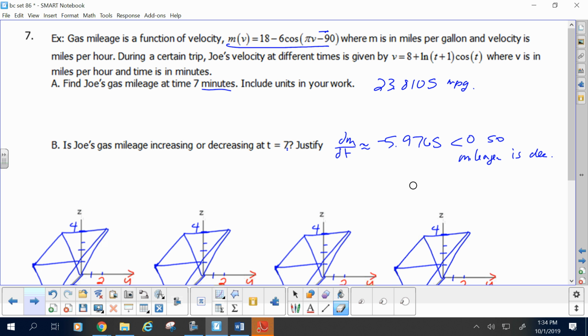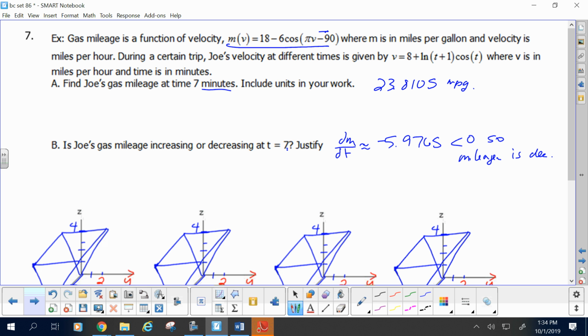If you just convert minutes to hours, it's like 7 minutes to. Yeah, but this function is based on miles per minute. No, it's miles per hour. Oh. V is in miles per hour. Oh. I'm with you. Actually, I don't even think I do have an issue then, don't you?